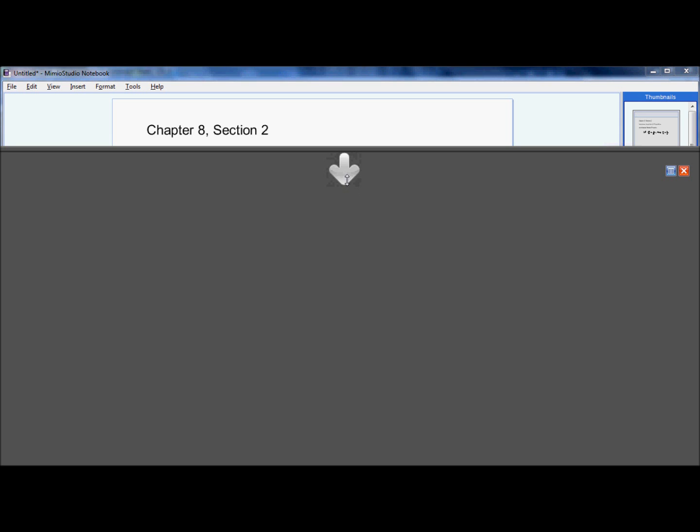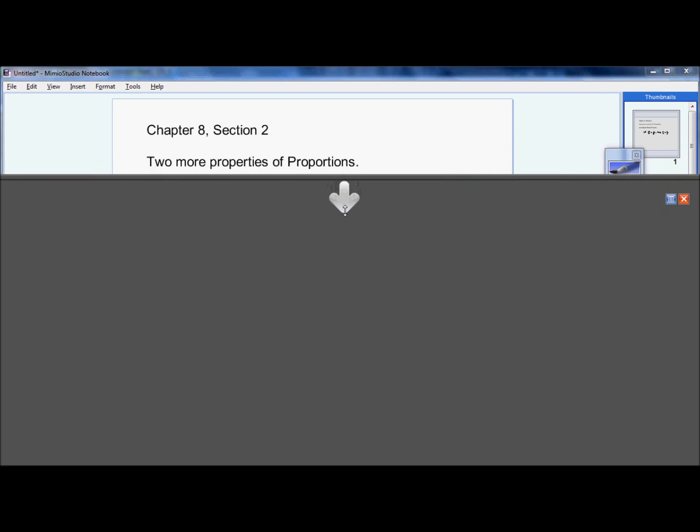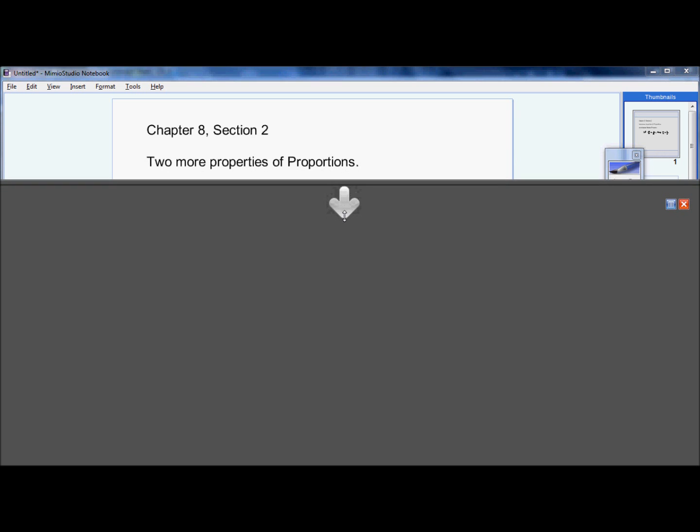Today we're going to be talking about problem solving with proportions. Yesterday we looked at the plain math. Today we have a lot of very practical examples that we need to talk about and go through so that you can see that these things are really very, very useful. So we're in Chapter 8, Section 2. And we have two more properties that we need to talk about first.